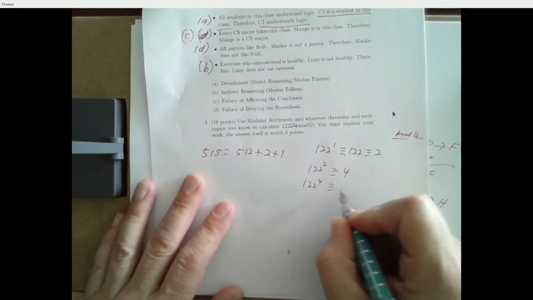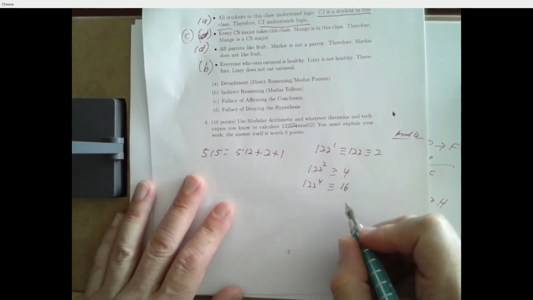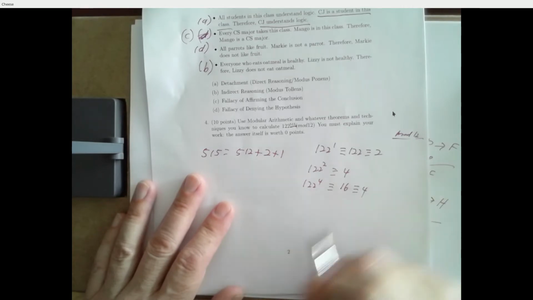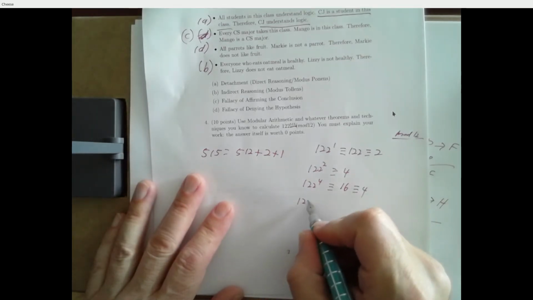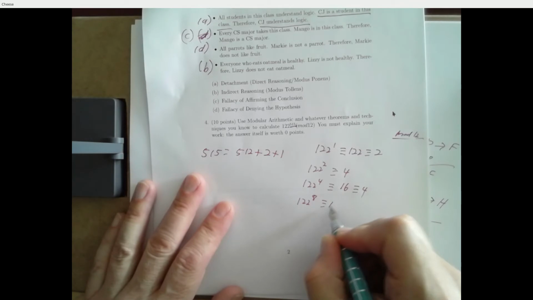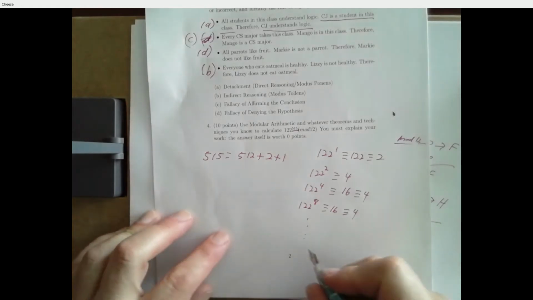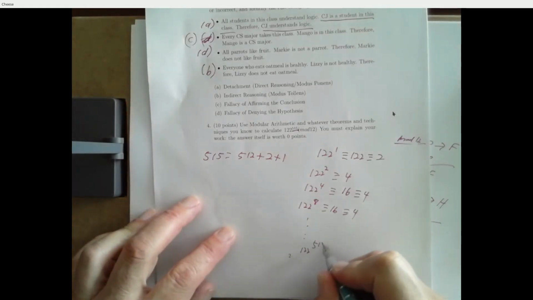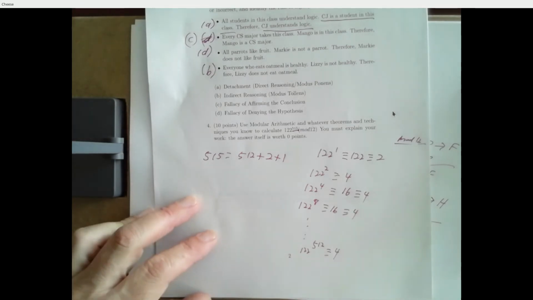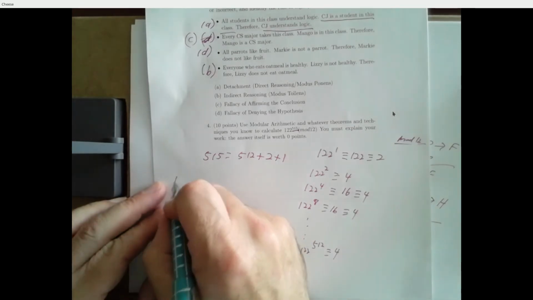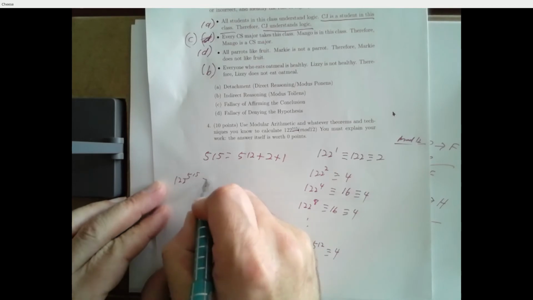122 to the 4th is going to be congruent to 16, which is 4 squared. But that's also congruent to 4. And now you see a pattern, which is that every other power of 122 is going to be congruent to 4, right? So 122 to the 5/12th is going to be congruent to 4. So 122 to the 5/15th.